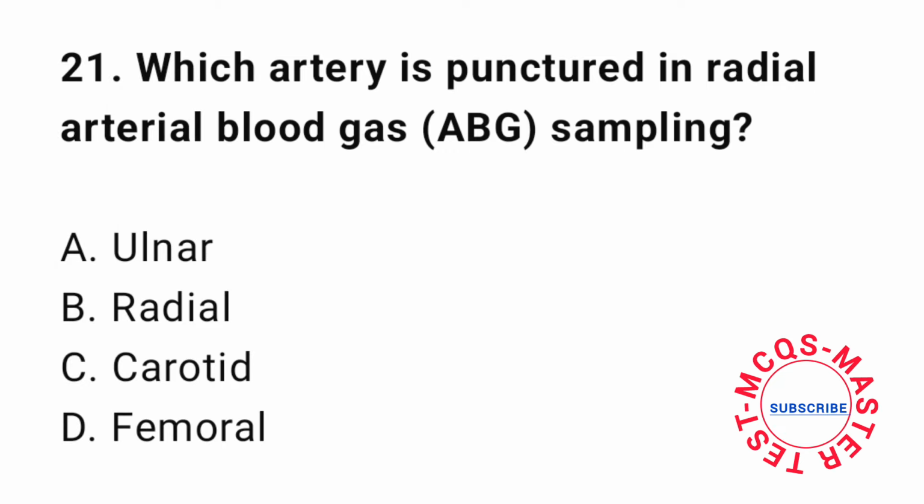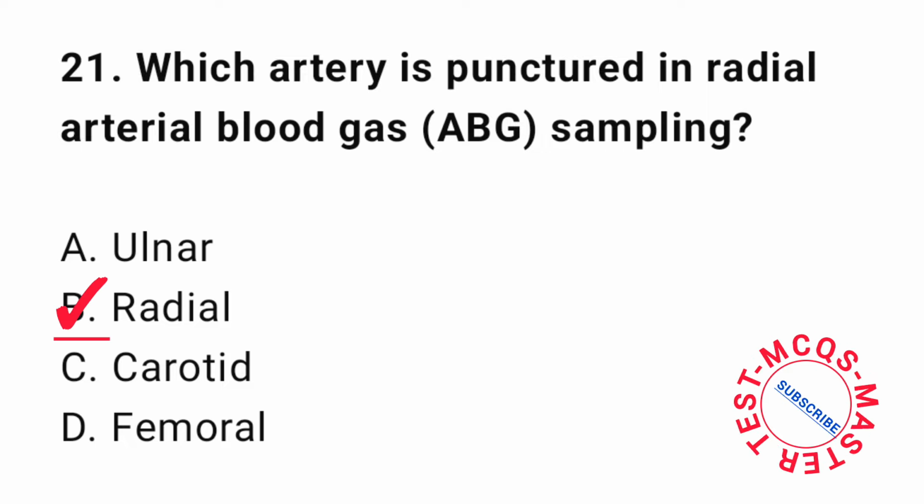Question number 21. Which artery is punctured in radial arterial blood gas sampling? The right answer is B. Radial.